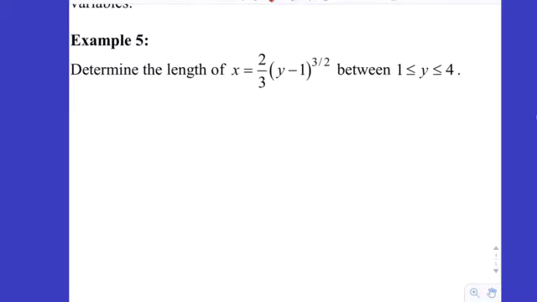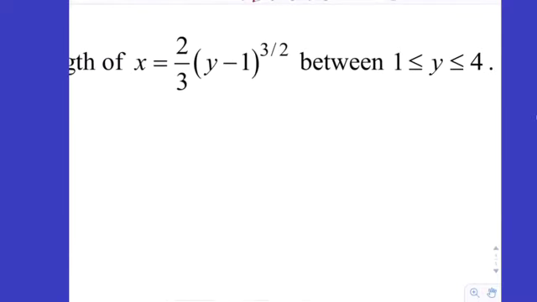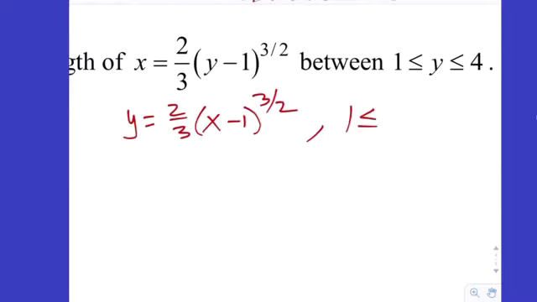If you do this in the very, very beginning, you are not going to change the answer, okay? Let's just go through and change every x to a y and every y to an x, all of them. So this redefines then as y equals 2/3 times (x minus 1) to the 3/2, and now we're on the interval between x equals 1 and 4.